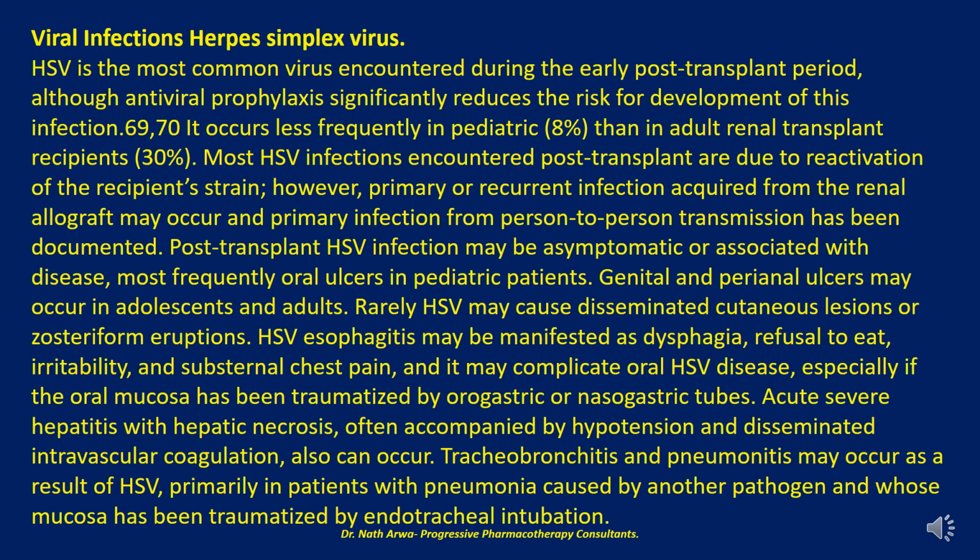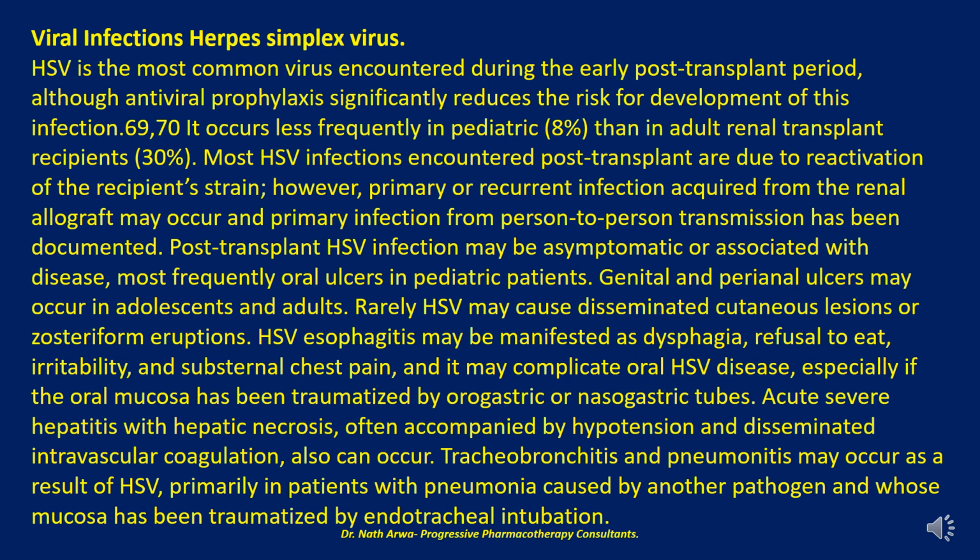However, primary or recurrent infection acquired from the renal allograft may occur, and primary infection from person-to-person transmission has been documented. Post-transplant herpes simplex virus infection may be asymptomatic or associated with disease, most frequently oral ulcers in pediatric patients. Genital and perianal ulcers may occur in adolescents and adults. Rarely, herpes simplex virus may cause disseminated cutaneous lesions or zoster-form eruptions.